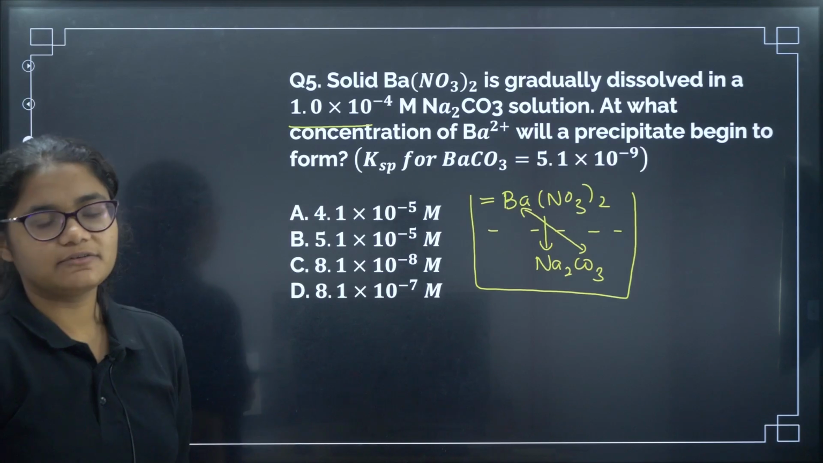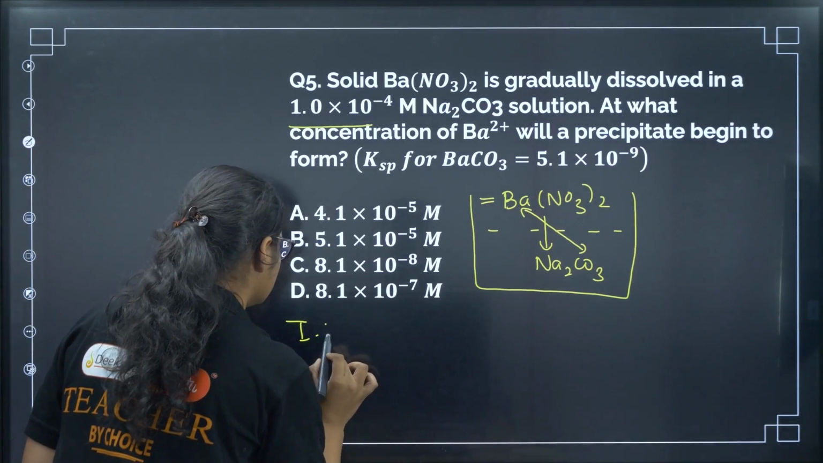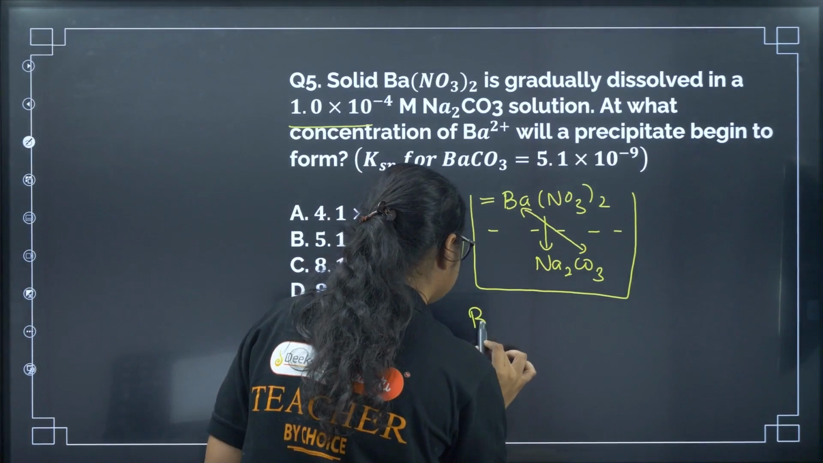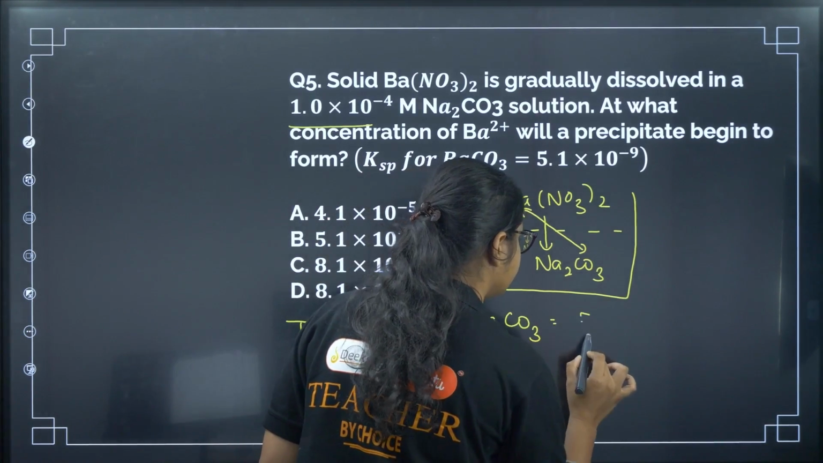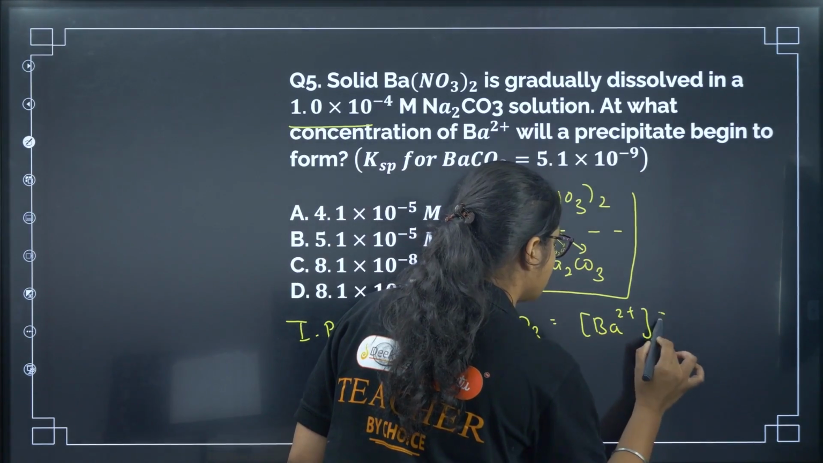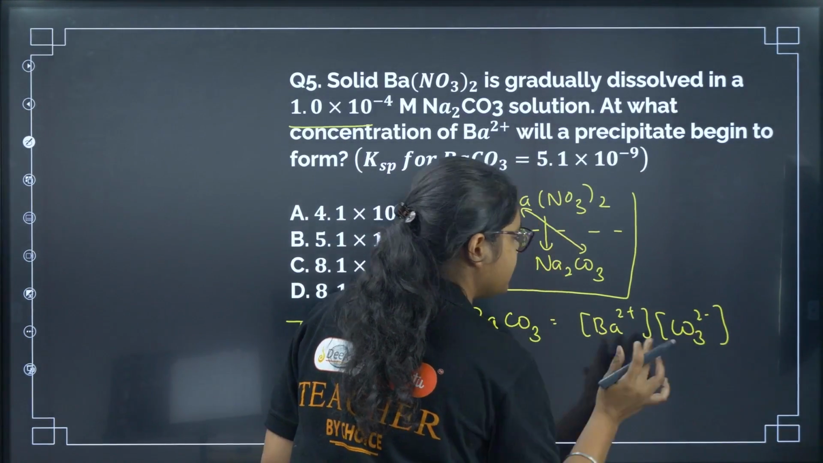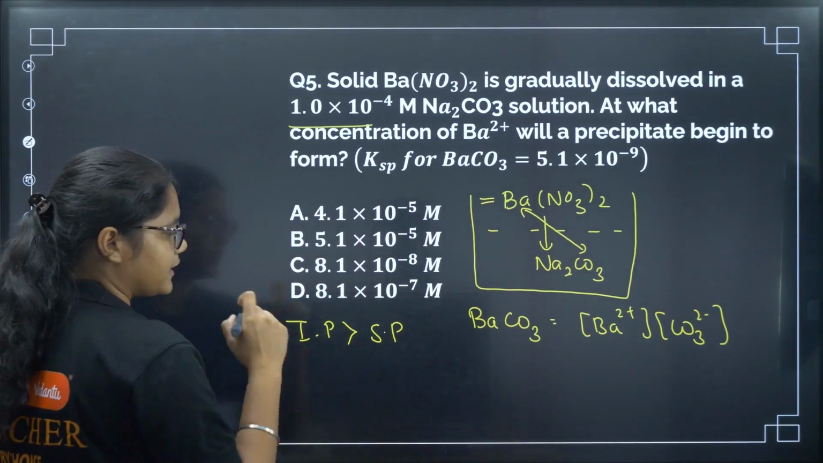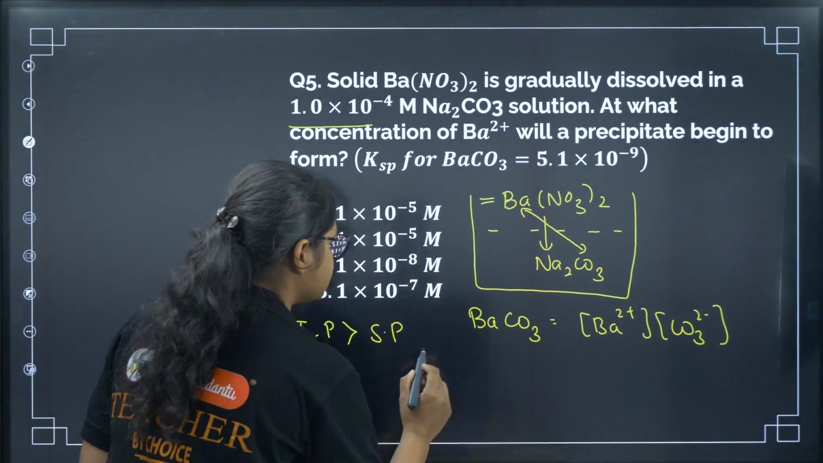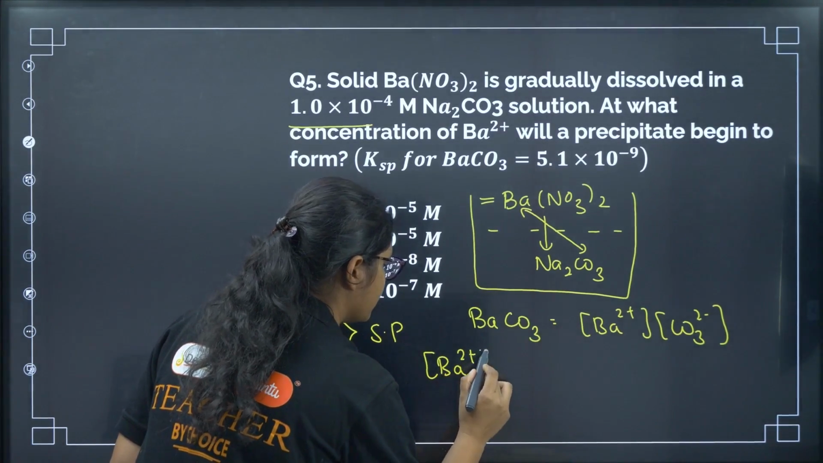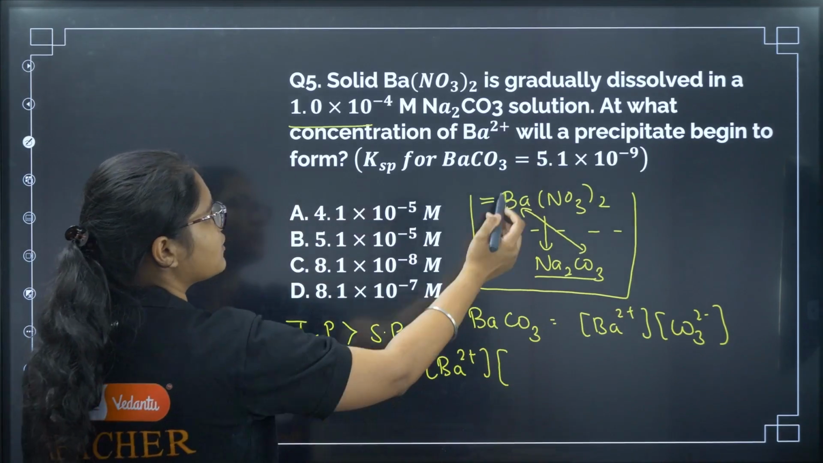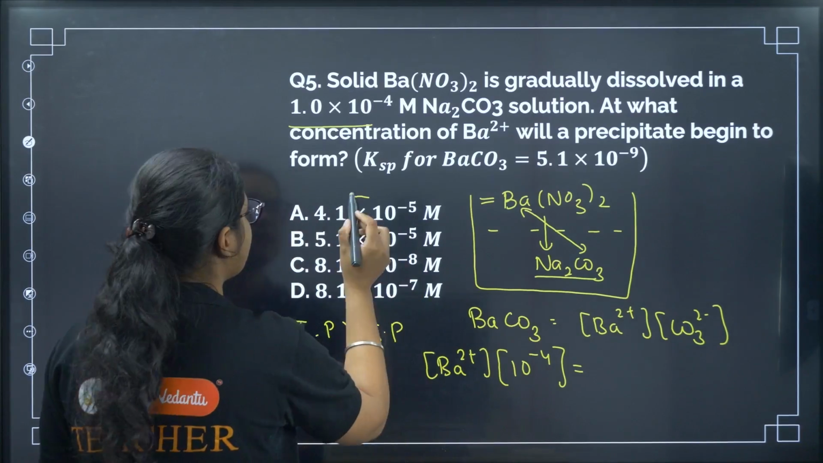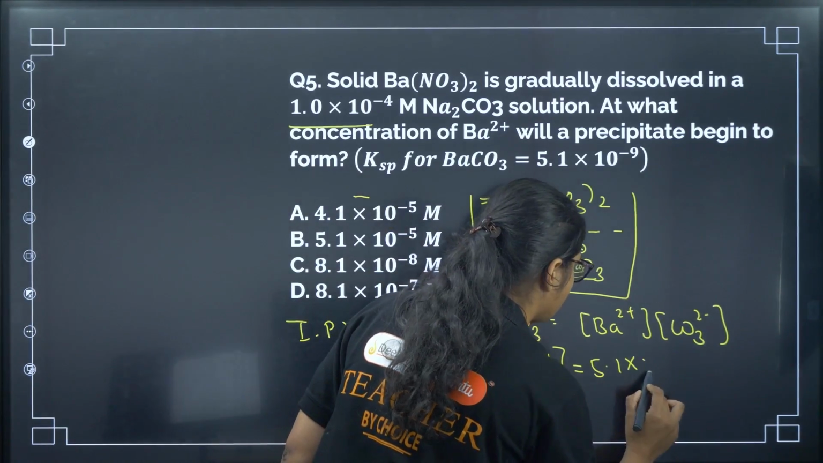Okay, so what is the condition for precipitation? We know the ionic product should be greater than the solubility product. Now for the ionic product of barium carbonate, the formula is Ba2 plus times carbonate. This is the formula of the solubility product of barium carbonate, the ionic product of barium carbonate. So that should be greater than the Ksp value. So we can write barium concentration we have to find out, right? And carbonate is coming from Na2CO3. Its concentration is already given to you as 10 to the power of minus 4. That should be equal to the Ksp value, 5.1 into 10 to the power of minus 9.